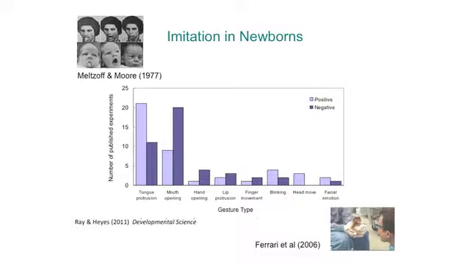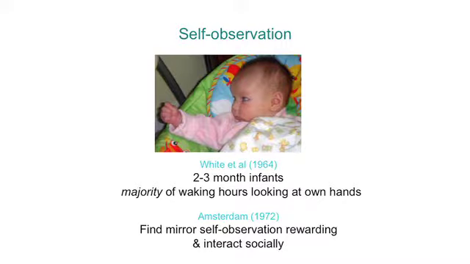Let's look for positive evidence. What evidence is there that we get the kind of experience that we actually need to build mirror neurons? Well, luckily enough, there's some really good research from the 60s and 70s where the way that parents, usually mothers, interacted with their children was recorded, so purely observational. For instance, we know that infants of 2 to 3 months of age spend the majority of their waking hours looking at their own hands. So they're continuously getting the kind of self-observation experience that would build hand mirror neurons.